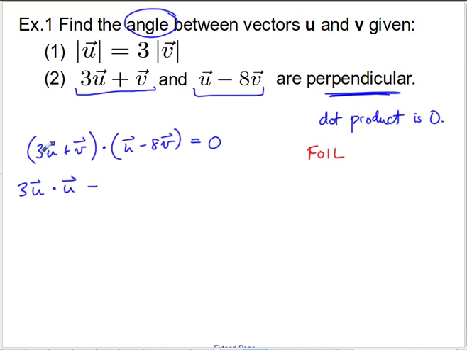So what that does is I first just multiply the constants together and I end up with negative 24. And then I end up with u dotted with v. And then I do inner, which is going to be positive v dotted with u. So that's going to be plus v dot u. And then last is going to be positive v dotted with negative 8v, so that's going to be minus 8v dotted with v. And all of that is equal to 0.